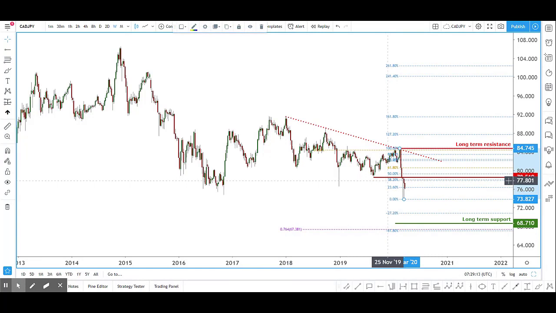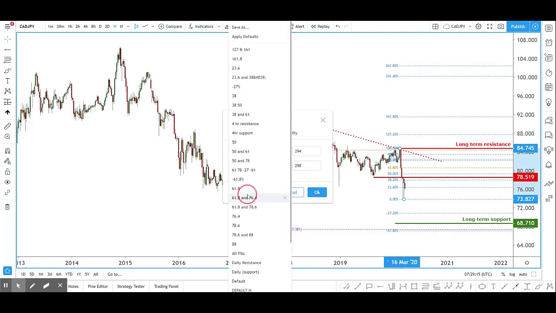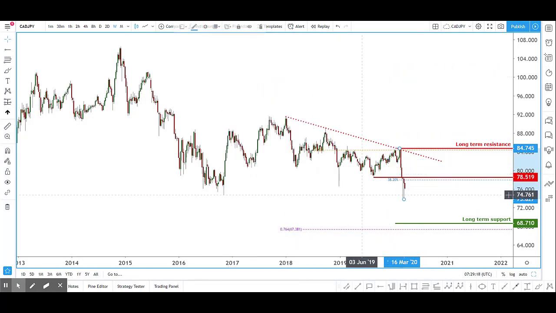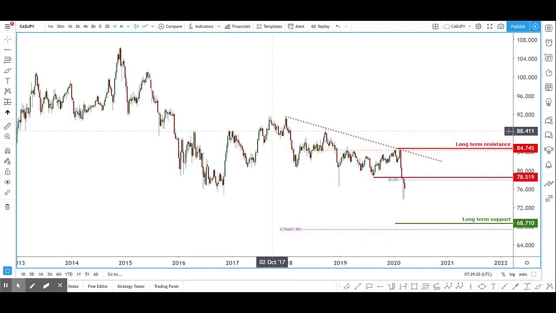We see that price is close to a 38.2 retracement level. So let's just highlight the 38.2. At the same time, maybe we can try to take a zigzag extension from this place, second point and a third point, to see whether we get any nice levels.